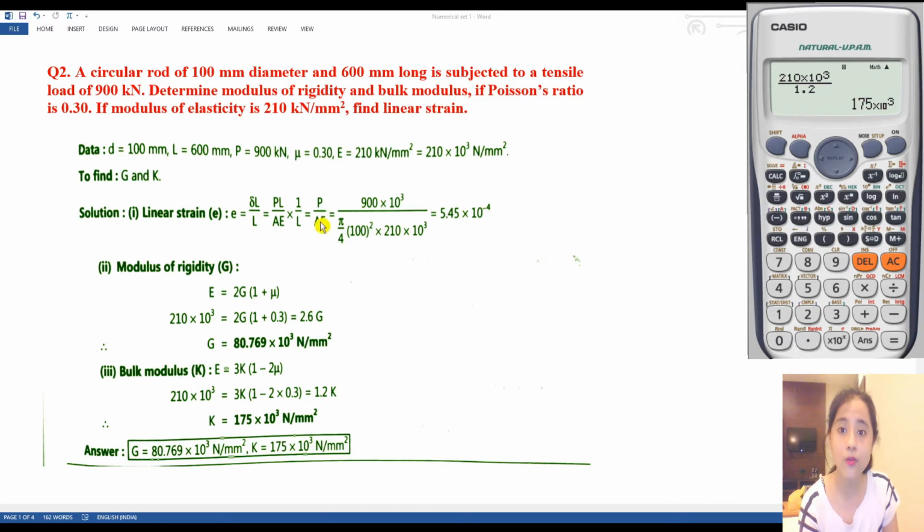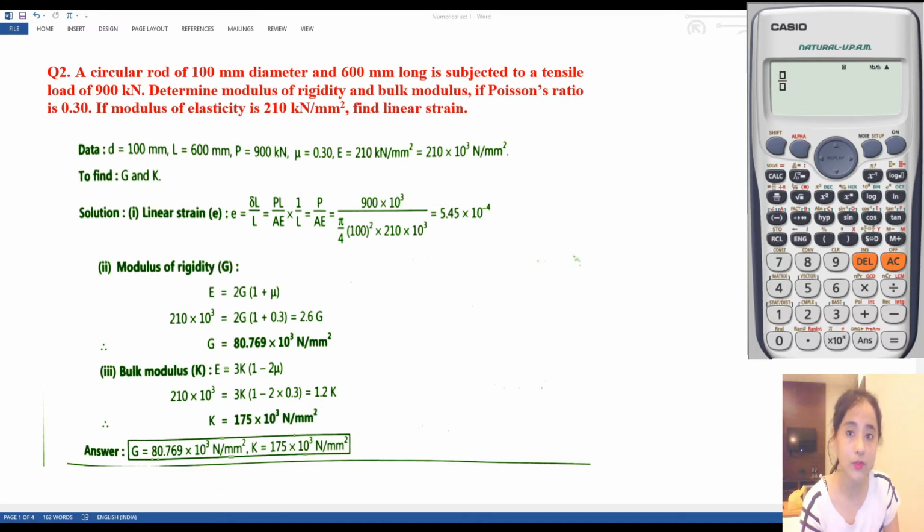So now we put all the values in here. P is given equal to 900 kilonewton. So converting this kilonewton into Newton, we get 900 into 10 raised to power 3 Newton divided by area. To find the area of this circular rod, diameter is given, so we'll have pi by 4 d square. D is equal to 100 square into E. E here is given equal to 210 kilonewton per mm square, so 210 into 10 raised to power 3 Newton per mm square. So solving this, we will get the linear strain.